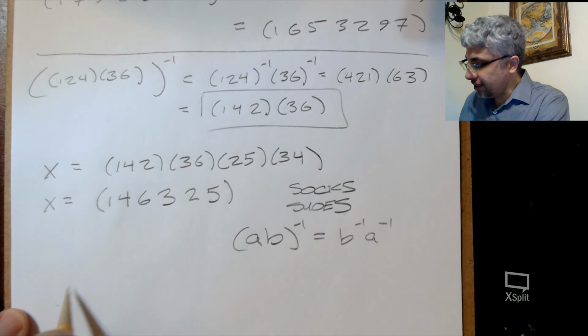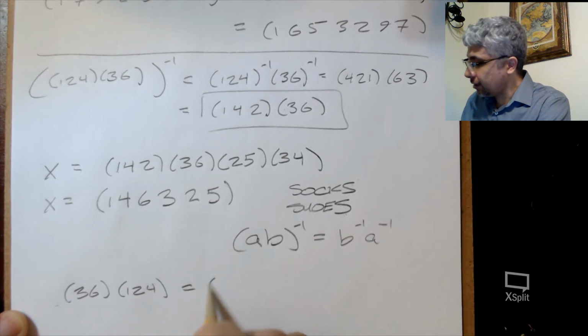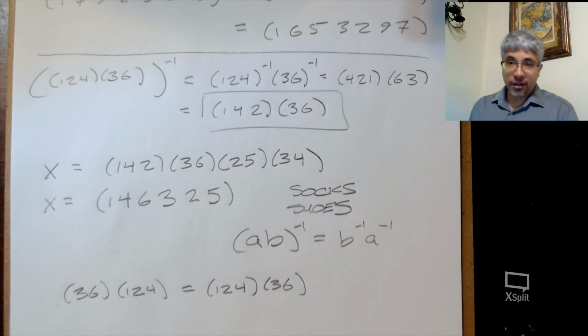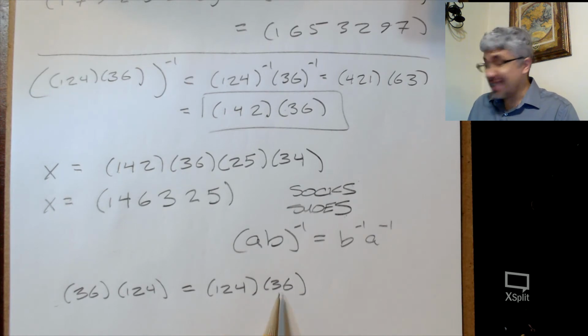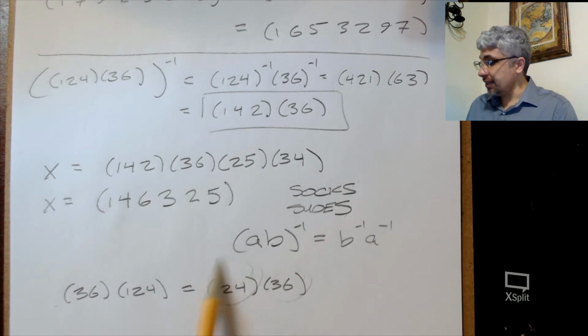You see, if you have disjoint cycles like (3 6) and (1 2 4), and they don't share any elements in common, then they're going to be the same. Doesn't matter how I write them, because this is telling me where 1, 2 and 4 go, this is telling me where 3 and 6 go, and there's no interaction between the elements here and the elements here.